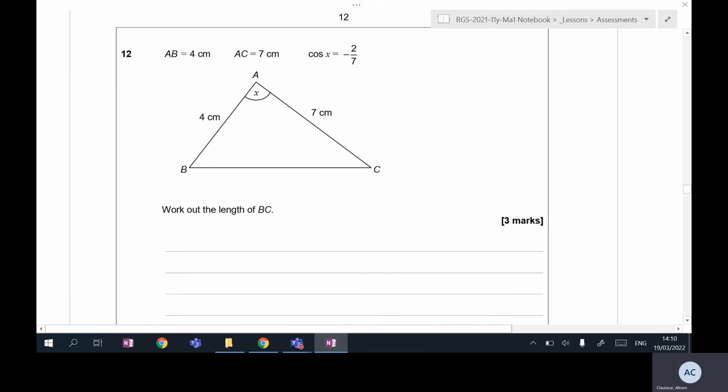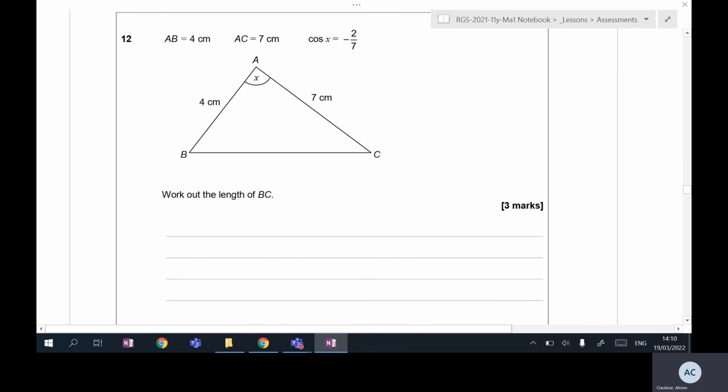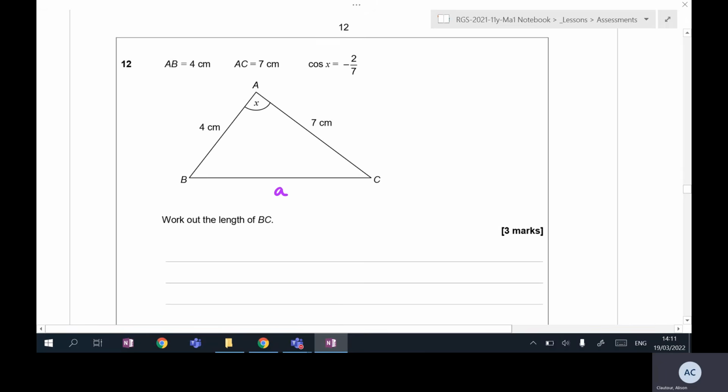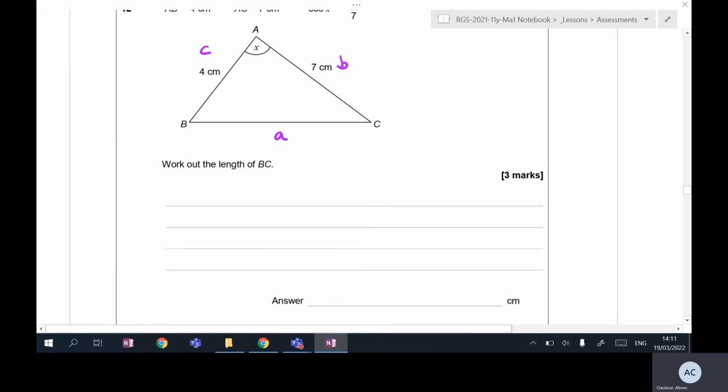Okay, this one, what have we got? Cosine rule. Obviously they're giving you a value of cos x so that you don't have to use your calculator. So remember, this is little a, this is little b, this is little c, and the cosine rule is a squared equals b squared add c squared minus 2bc cos A.